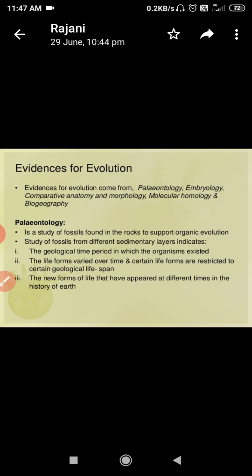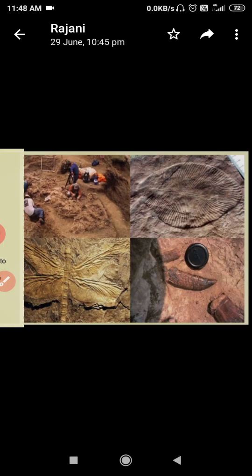The life forms varied over time and certain life forms are restricted to certain geological lifespan. The new forms of life have appeared at different times in the history of Earth. So these are some points which show which type of information we are getting from the fossil.